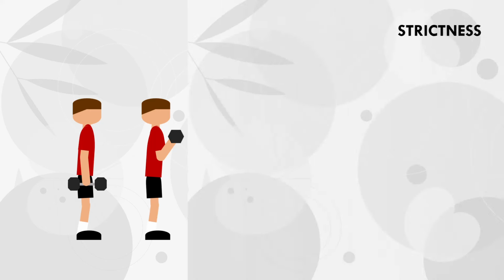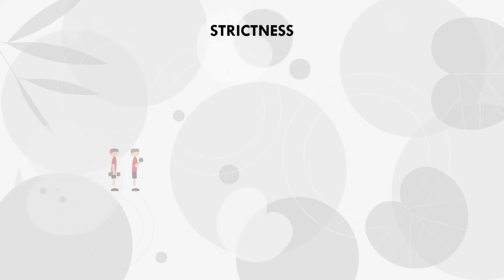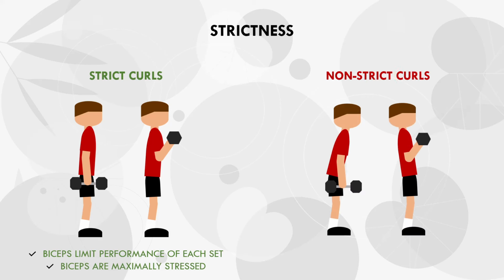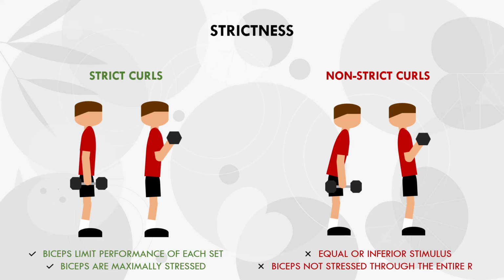For example, dumbbell bicep curls could be trained with super strict form, and the biceps will receive all the muscular stress and limit performance of each set. Alternatively, we could lift more weight by swinging the hips and using momentum. At best, this will provide an equal hypertrophy stimulus, but chances are that it will actually be a worse stimulus. This is because active muscle contraction is limited at various portions throughout the lift because we are using momentum to swing the weight. This means that the biceps may not be fully stressed throughout the entire range of motion like it would be when we use strict form.